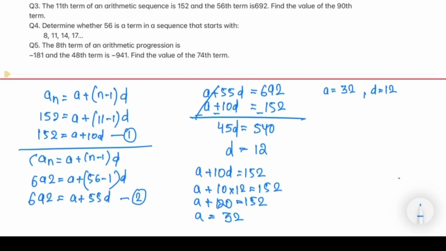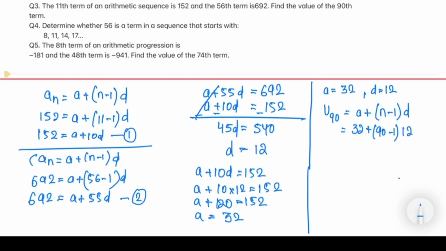Now the question is asking for the value of the 90th term. So we have to figure out the 90th term. The formula again will be a plus n minus 1 d. Now a we know as 32, plus n. N is the term that the question is asking, so it's asking about the 90th term. So it will be 90 minus 1, and d is already given as 12 because we got our answer. Now 32 plus 89 times 12.